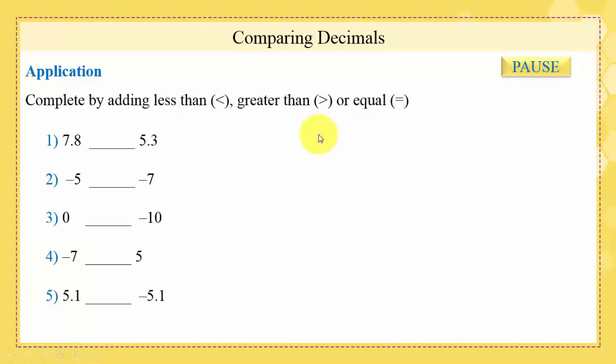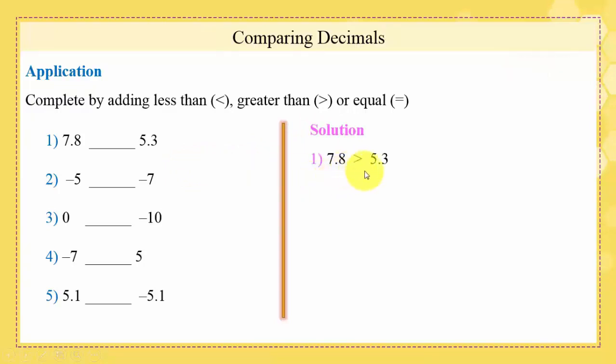Please pause this video and try to solve the application. Solution. 7.8 is greater than 5.3, minus 5 is greater than minus 7, 0 is greater than minus 10, minus 7 is less than 5, and 5.1 is greater than minus 5.1.